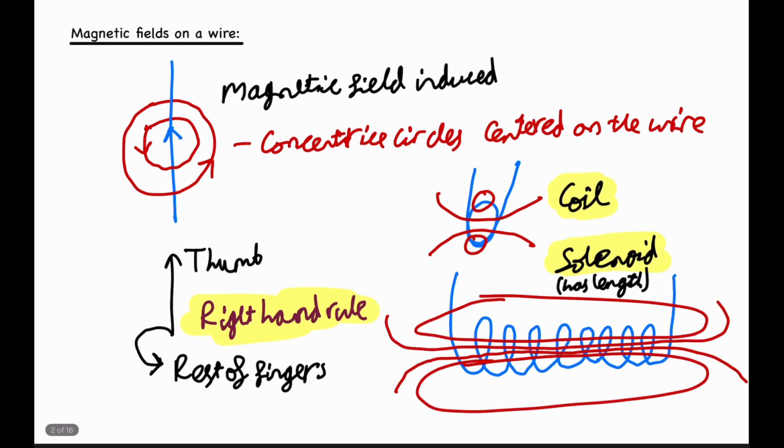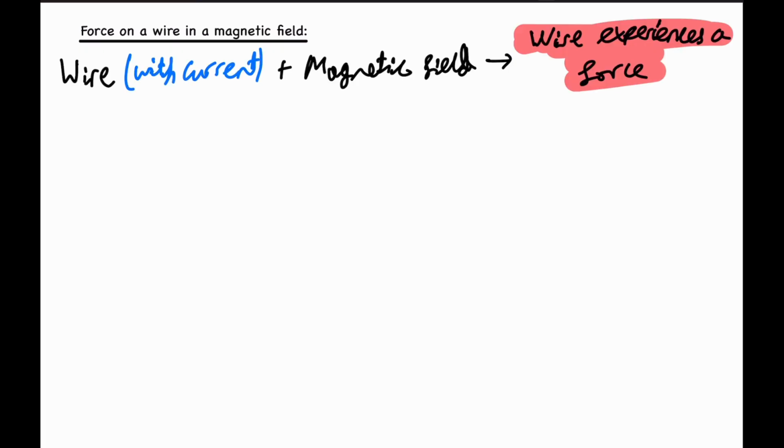Now let's move on to force on a wire in a magnetic field. If a wire carries a current in a magnetic field, it will experience a force. This is because the wire has a magnetic field of itself, and if it's in another magnetic field, it will cause a resultant field. Where the lines are closer, there will be a stronger field, so a stronger force on the wire, so we'll experience a net force in one direction.